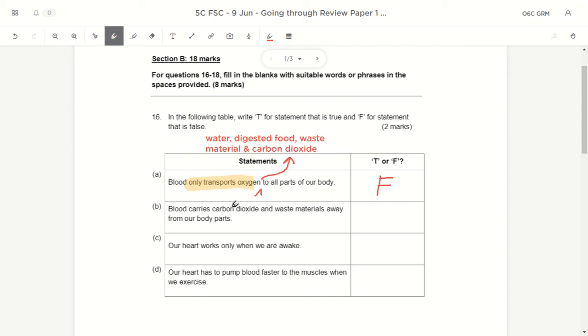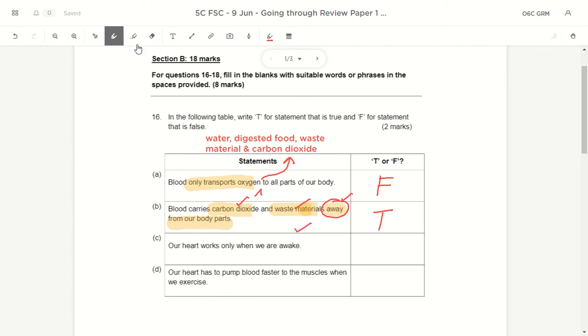Blood carries carbon dioxide and waste material away. Okay, so let's highlight this part. Carries two things, carries carbon dioxide, carries waste material, like what we said above, away from our body parts. So the keyword here I want to circle is the word away. So blood carries oxygen, digested food, and water to our parts of our body, and as it leaves our different parts of our body, it also carries carbon dioxide and waste material away, which is true. So this is T. This statement is totally true.